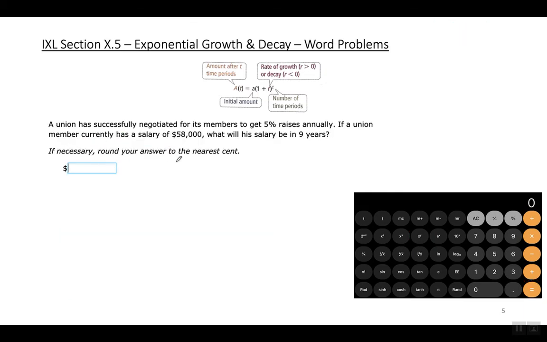All right, so a union has successfully negotiated for its members to get 5% raises annually. If a union member currently has a salary of $58,000, that's my initial amount. And here it says that he's getting a raise of 5% annually. A raise means his pay is going up 5% annually.